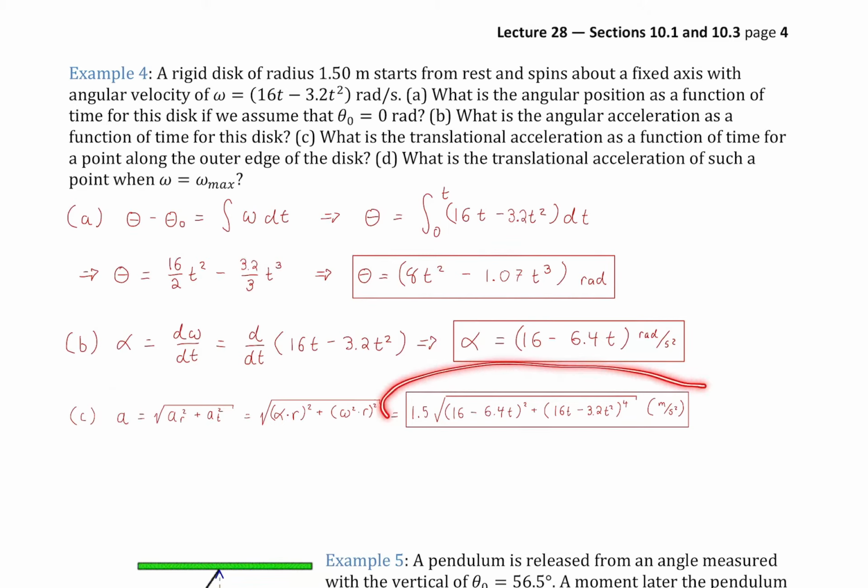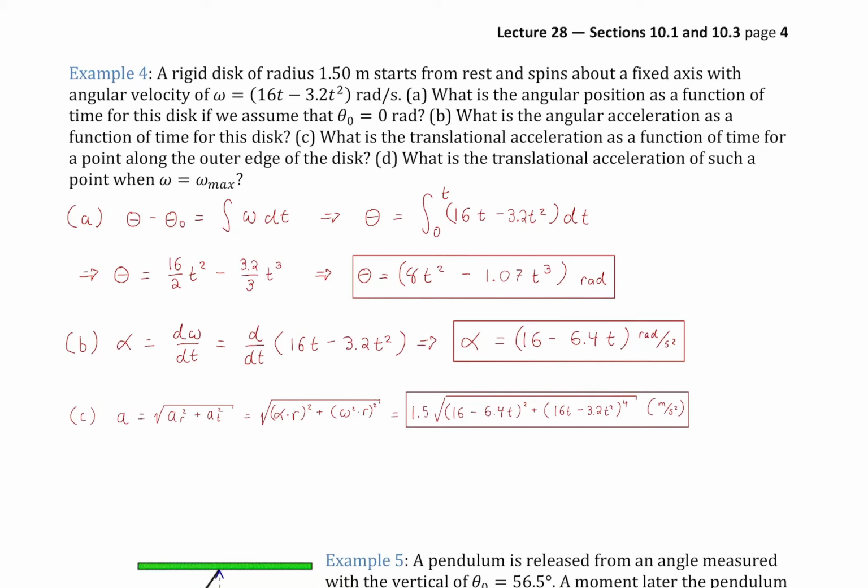Let's use this big clunky function for something, because it really is a pretty ugly function. But let's plug in a value of t. What value? Well, I don't give it to you. I ask you to find it. What is the translational acceleration of such a point when omega equals omega max? Again, remember, this is the translational acceleration of a point along the perimeter. If I asked for a point that was, say, halfway between the axis of rotation and the perimeter, instead of using 1.5, you would use 0.75, just half of 1.5.